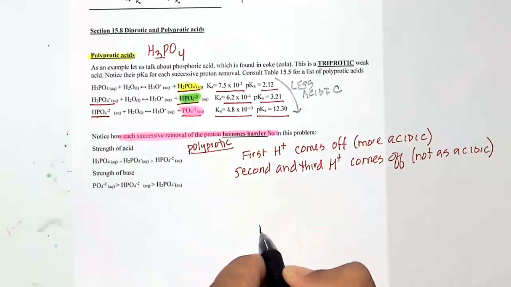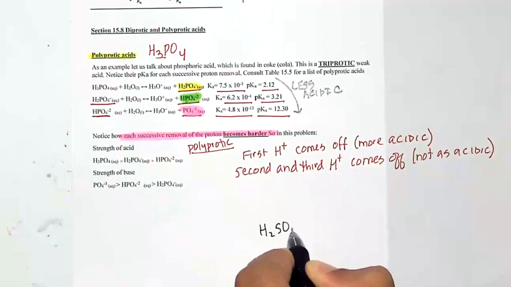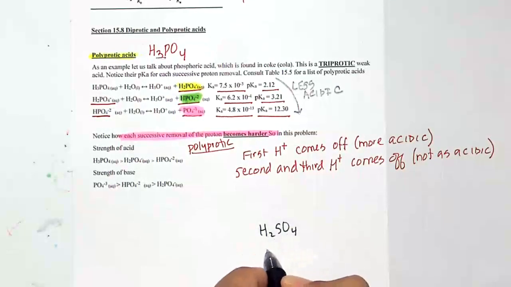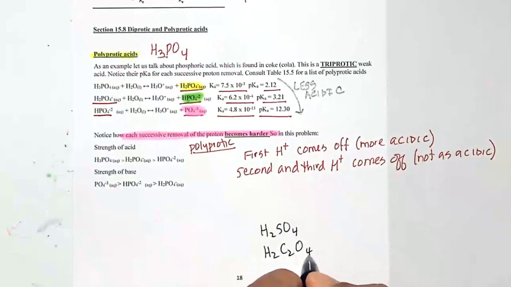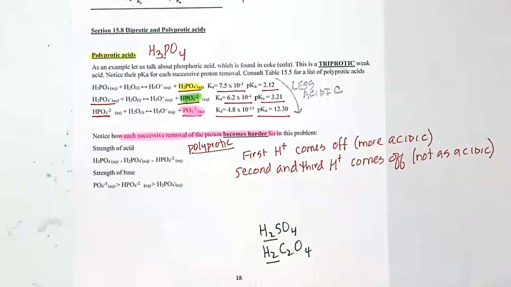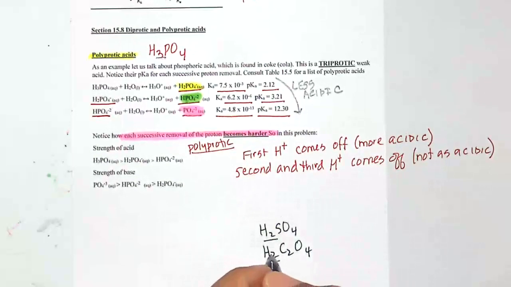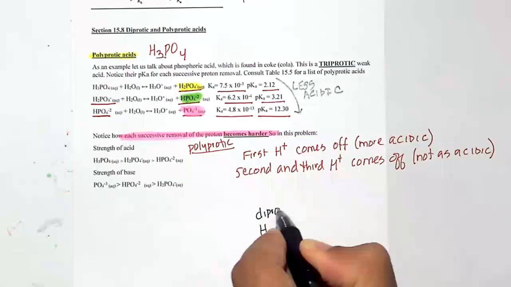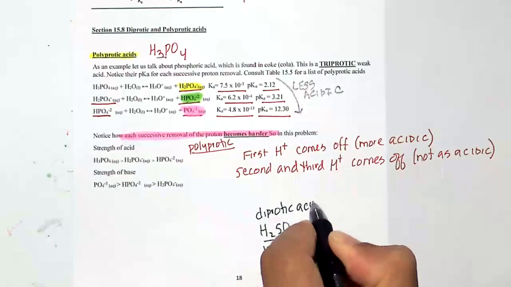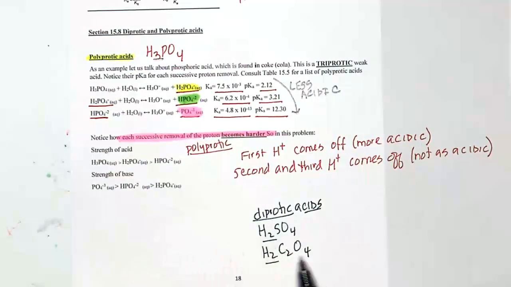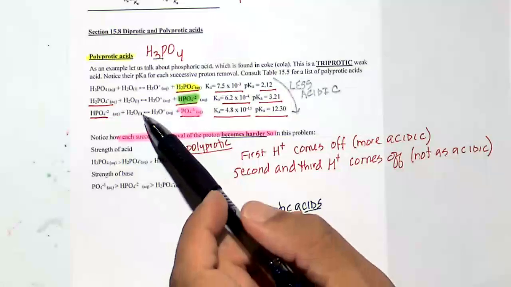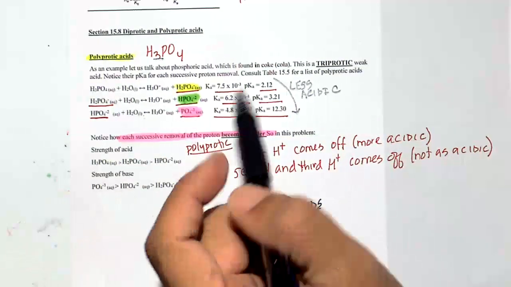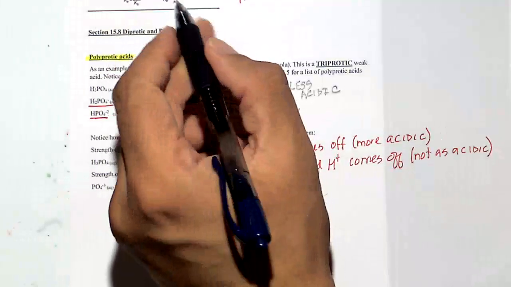We also see that for another diprotic acid, H2SO4. And there's another one called oxalic acid, H2C2O4. This can give off 2 protons. The first proton is acidic. The second proton not so acidic. These two are what are called diprotic acids, giving off 2 protons. This can give off 3 protons. This is called phosphoric acid.